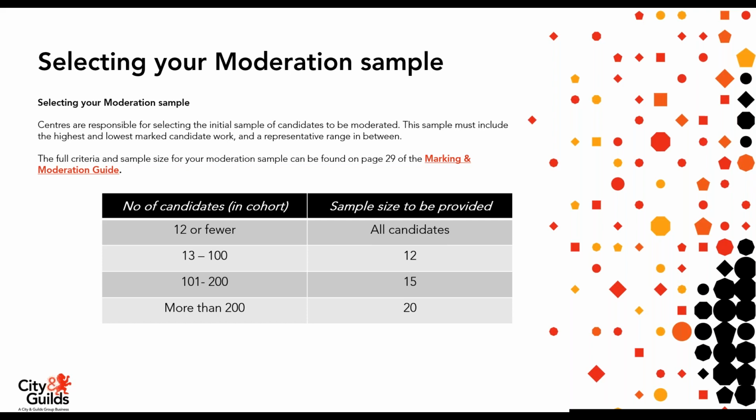Again, just remember that it needs to be the highest marked candidate, the lowest marked candidate, and a range of those in between.